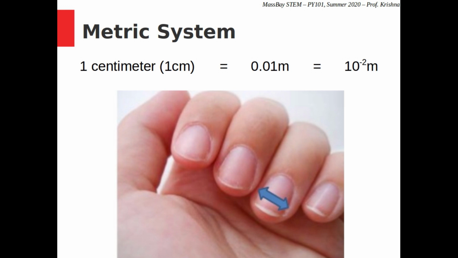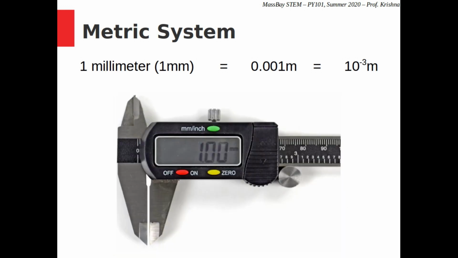What about distances smaller than a meter? A centimeter is 100th of a meter, or 0.01 meters, or 10 to the power of -2 meters. It's about half an inch, the width of one of your fingernails. A millimeter is 1,000th of a meter, 0.001 meters, or 10 to the power of -3 meters. It's roughly the thickness of one of your fingernails.